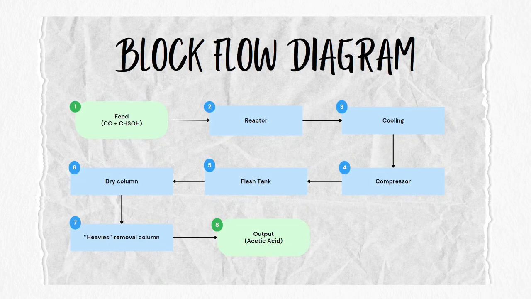The next part is the block flow diagram, or BFD. BFD is used to help us understand the plant flow more easily. The production of acetic acid is divided into 8 phases, which are input or feed, reactor, then cooling, dry column, then flash tank, compressor, heavy removal column, and lastly the output, acetic acid.